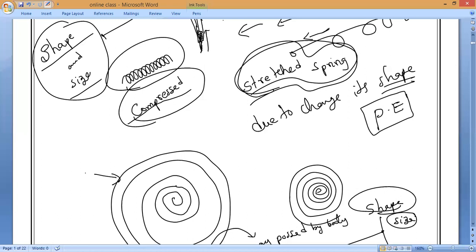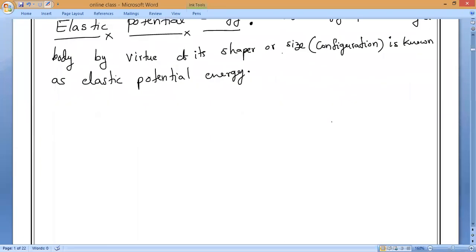A compressed spring, a stretched spring, like that. Can you give me any examples of instruments which we use stretched? Anyone? Let me see. Bow and arrow. Very good. Bow. Very good, Aswaran. When you stretch the bow, not the arrow.